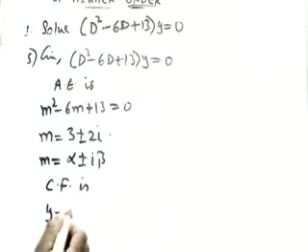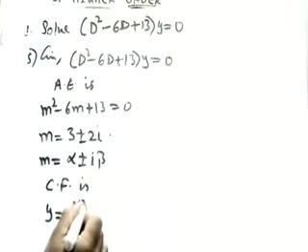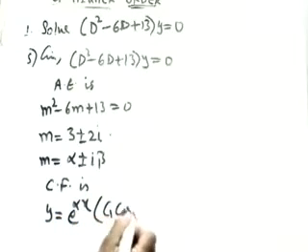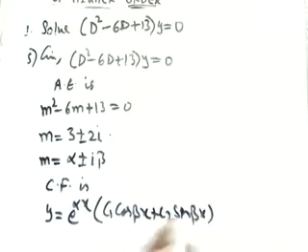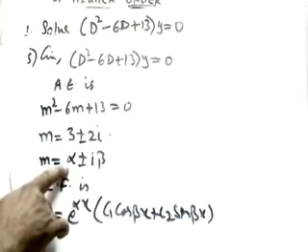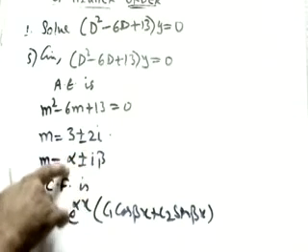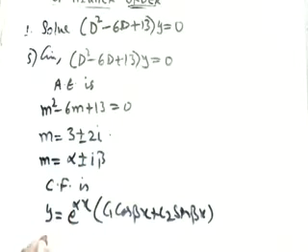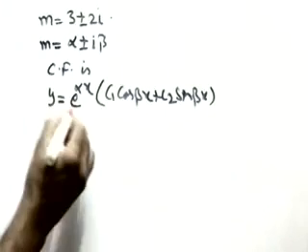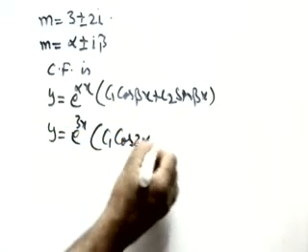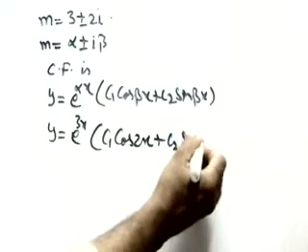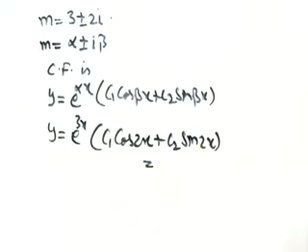The complementary function is y equals to e power alpha x into (c1 cos beta x plus c2 sine beta x). Now let me see what the value of alpha is. Alpha is 3 here, beta is 2 here. Now let me substitute these values. y equals to e power alpha x, alpha is 3, so this will be e power 3x into (c1 cos beta x, beta is 2, so cos 2x, plus c2 sine beta x, beta is 2, so sine 2x). So this is the answer.